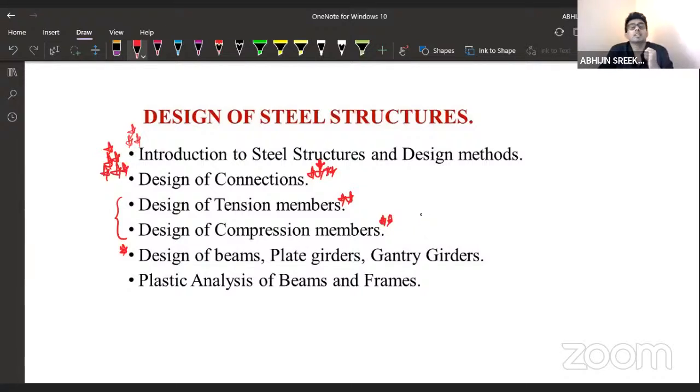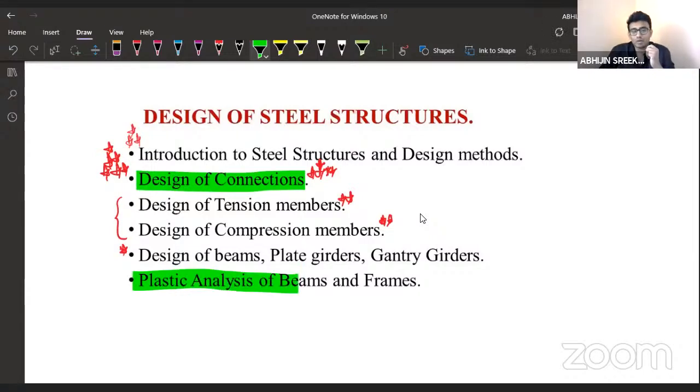And coming to, just like design of connections, similarly we have one of the most important topics in this subject, design of steel structures, from where we'll be getting questions for around 1 to 2 marks for sure. Plastic analysis of beams and frames.